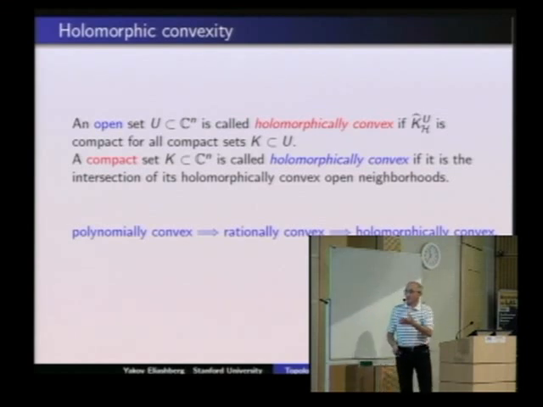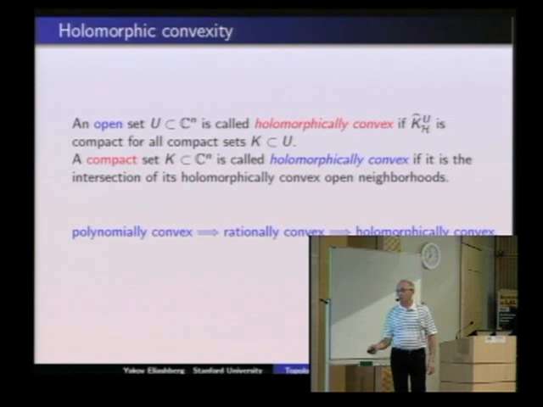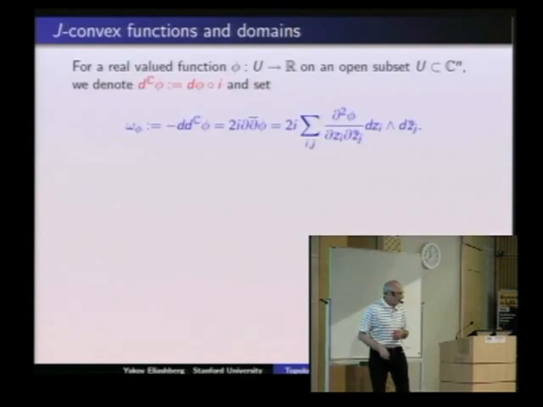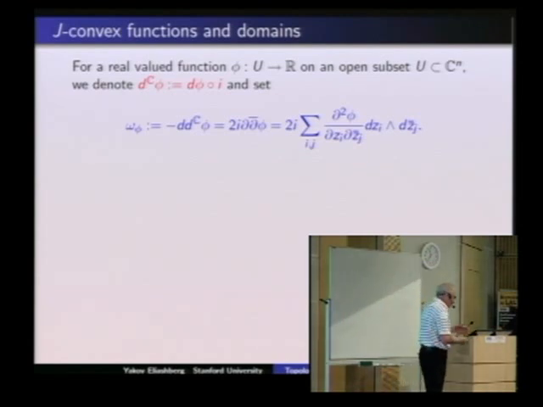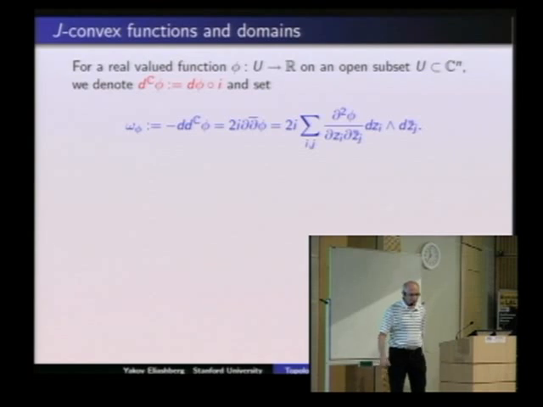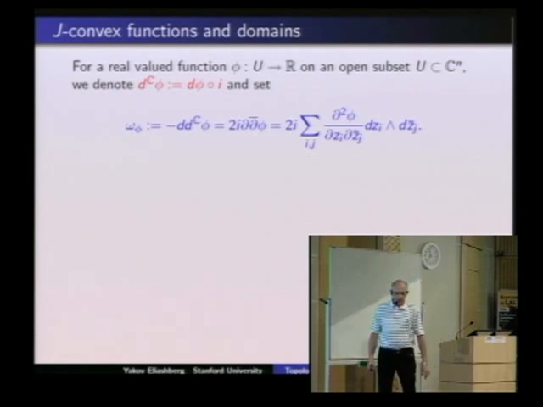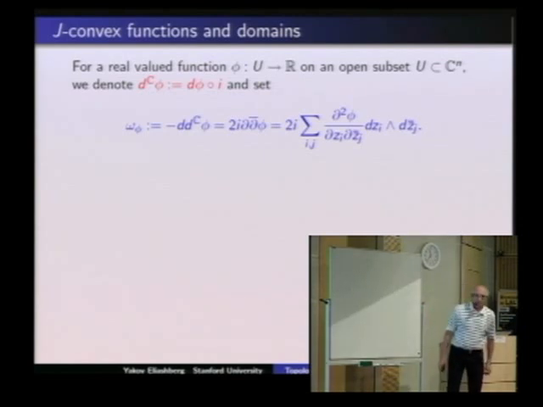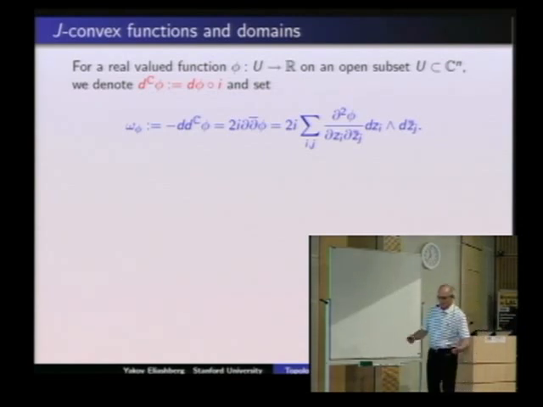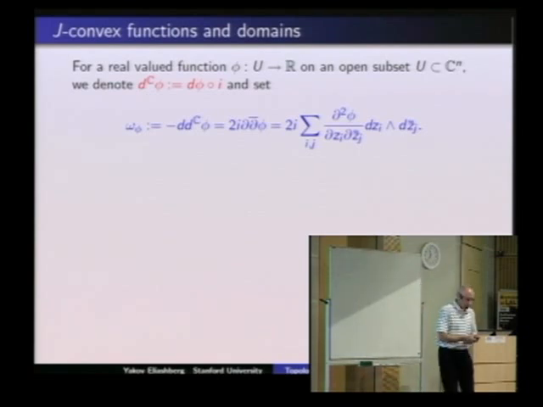Of course, polynomial convexity is the strongest notion and the smallest class, rational convexity is a slightly bigger class, and holomorphic convexity is the biggest class of domains. They are related to many other things, and this was a subject of research from the beginning of the 20th century. A lot of different interpretations of holomorphic convexity were found, in terms of the so-called domain of holomorphy, the maximal domain of existence of a holomorphic function.